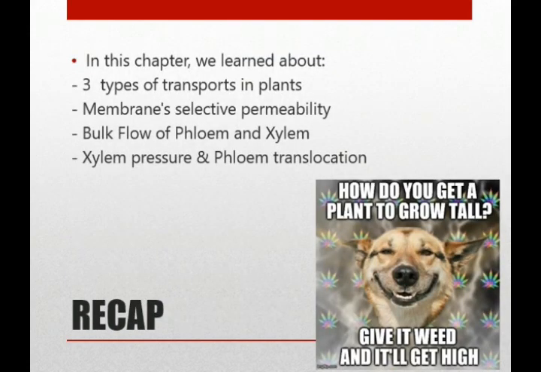So recap, in this chapter we learned about three types of transport in plants: membrane selective permeability, bulk flow of phloem and xylem, and also xylem pressure and phloem translocation.